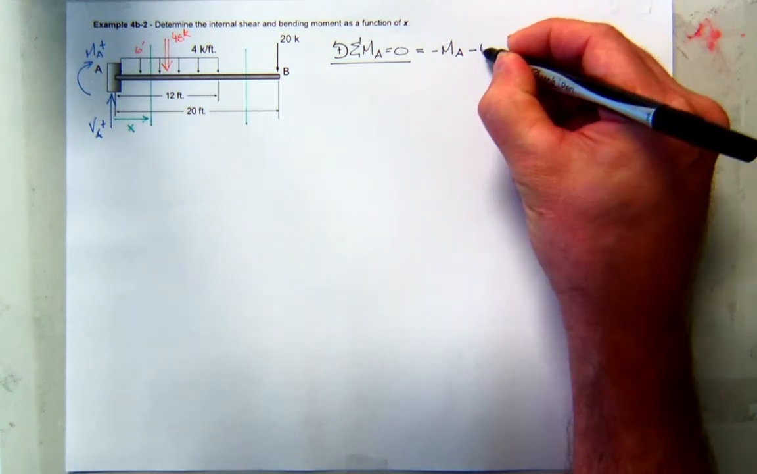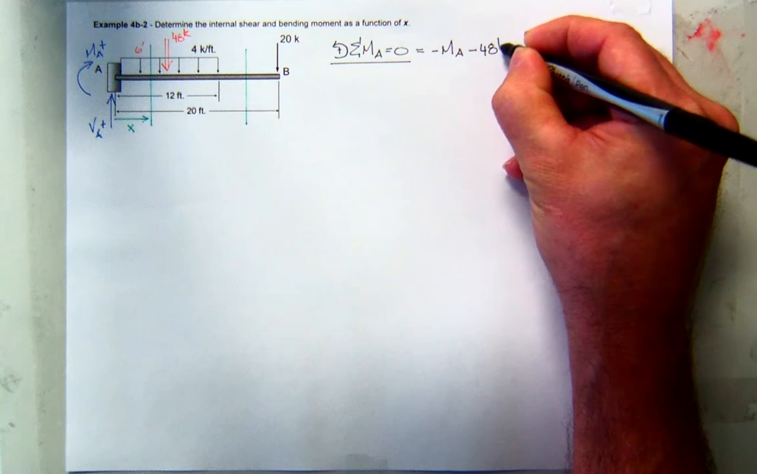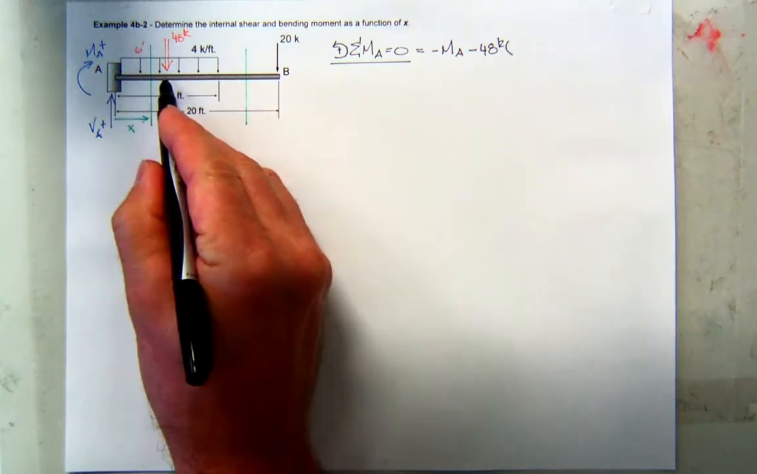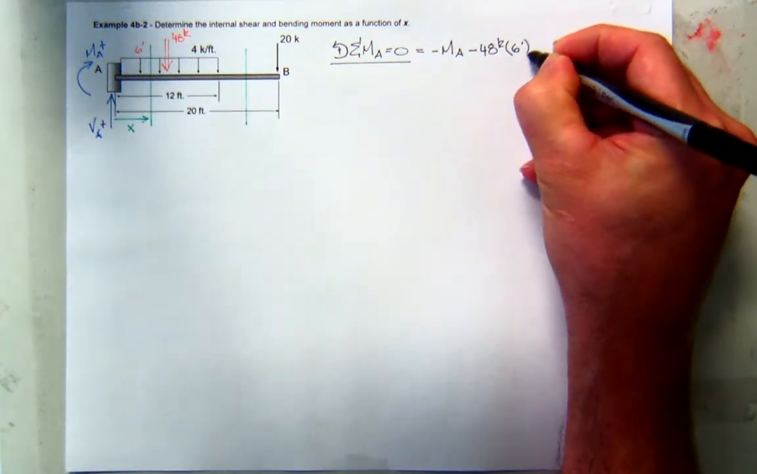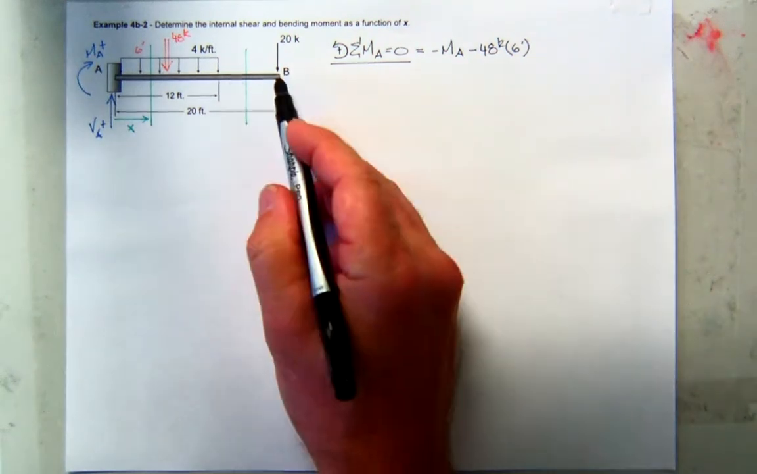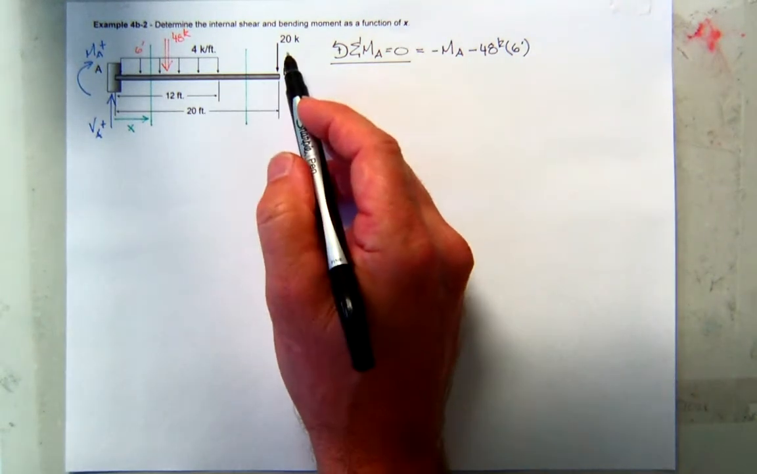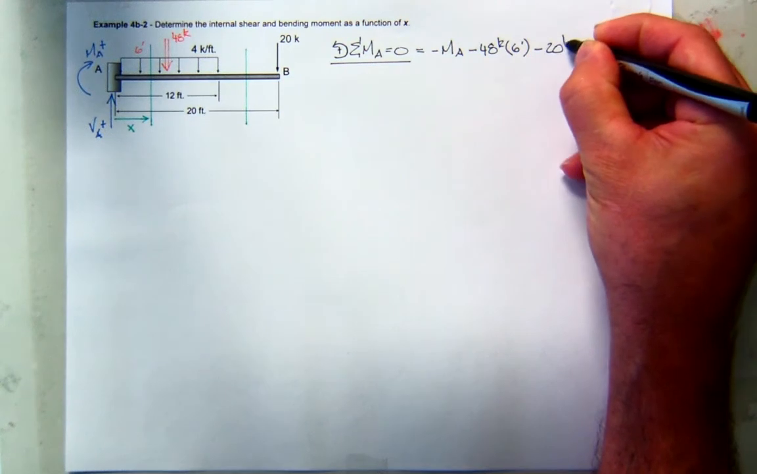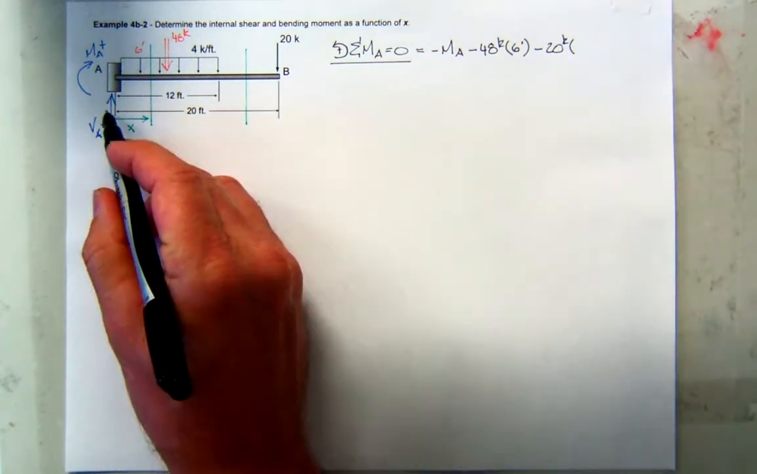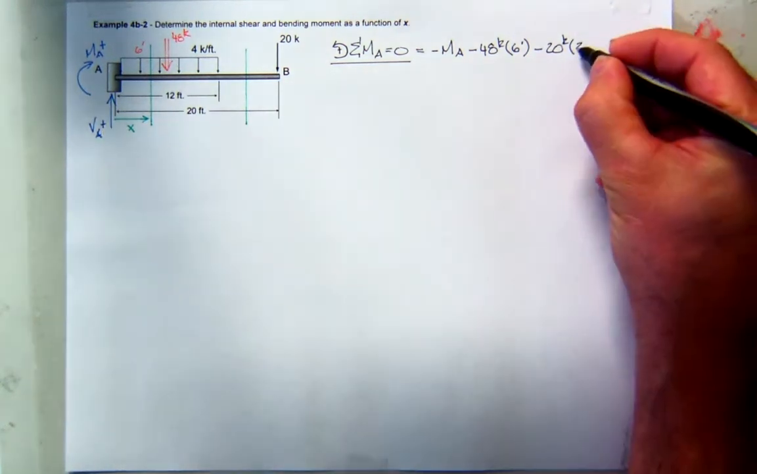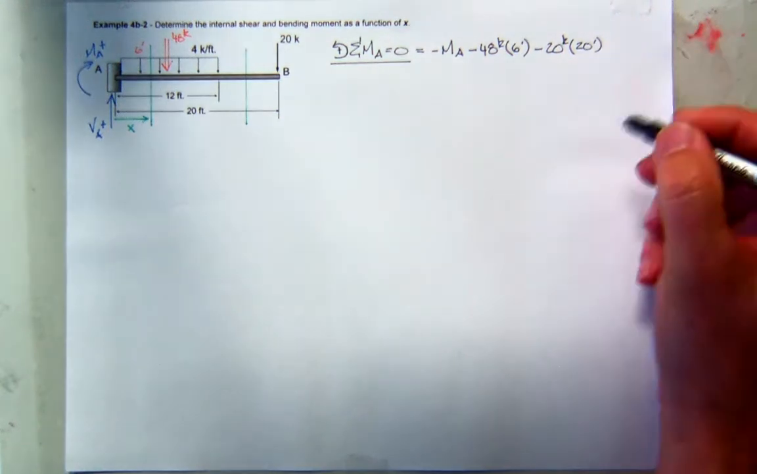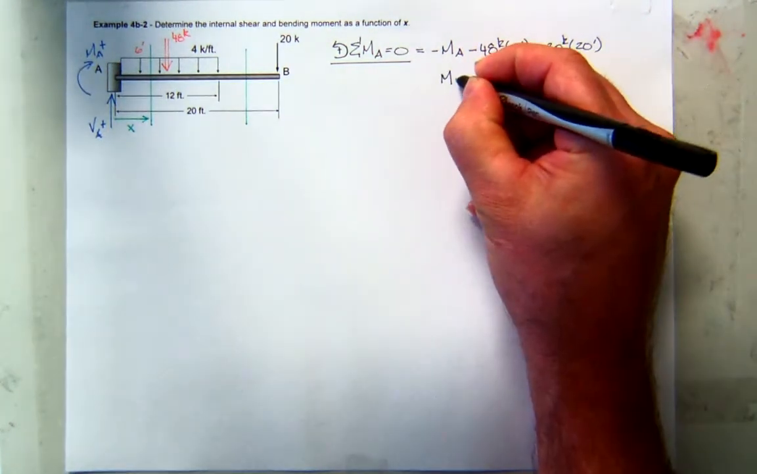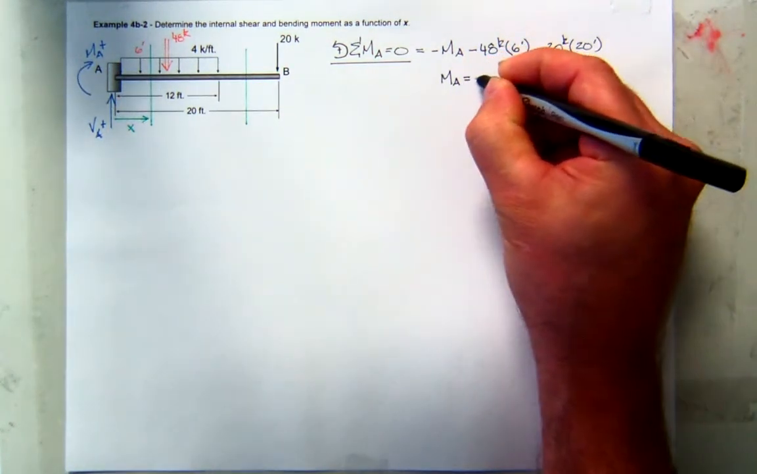So the force is going to be 48 kips, and the distance from A to the centroid, 6 feet. Then I get all the way out here on the end. I've got a 20 kip force. That's also creating negative moment, and it has a moment arm of 20 feet. So from that, I should be able to find that my moment at A is negative.